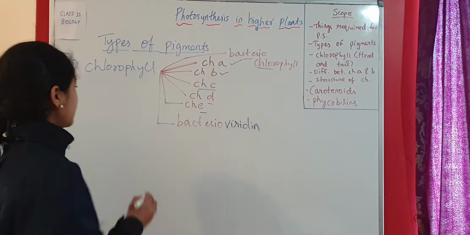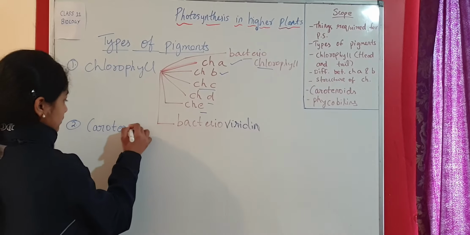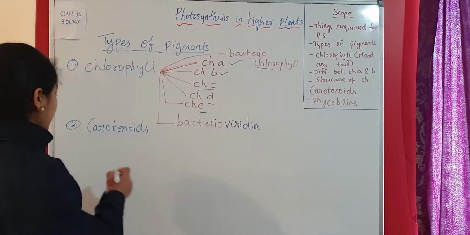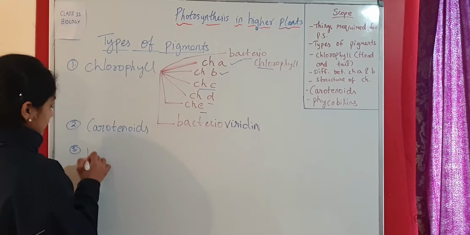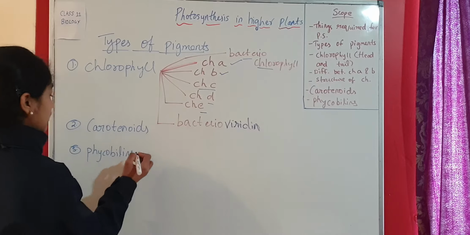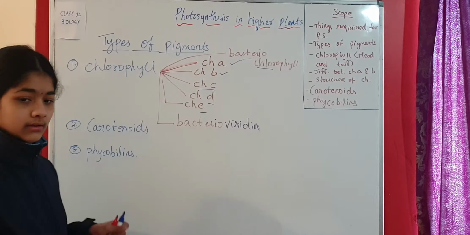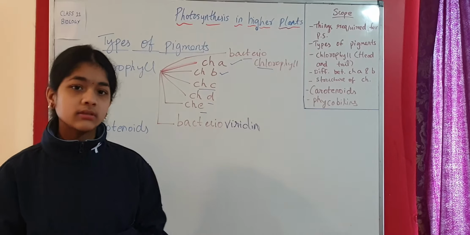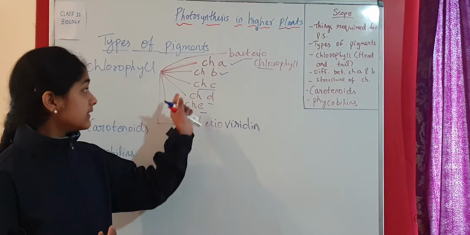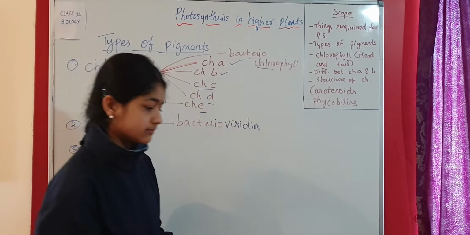Coming to the next pigment, these are called carotenoids. We are going to talk about the types of carotenoids as well. And the third pigment is called phycobilins. So chlorophyll is the first one, carotenoids is the second one, and phycobilins is the third one. Let's take up chlorophyll in detail, and we are going to talk about chlorophyll A, chlorophyll B, and the differences between chlorophyll A and chlorophyll B.